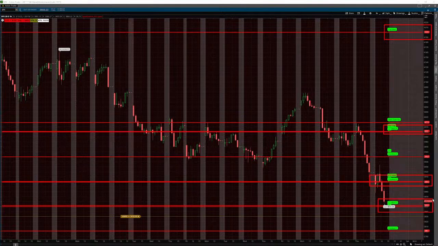And the next level in play is the 3850 level, and that's an L4 level, meaning it is not as significant. The range of significance for these gamma levels is 1 to 4, and 1 being the highest, most important, most gamma, and 5 being the lowest. But that is the next level that's in play, and it looks like SPX is almost there.